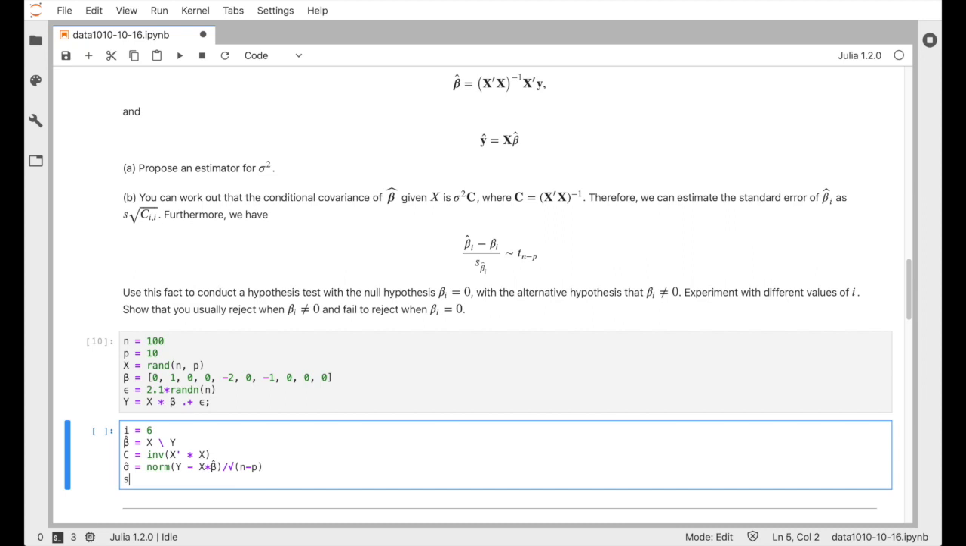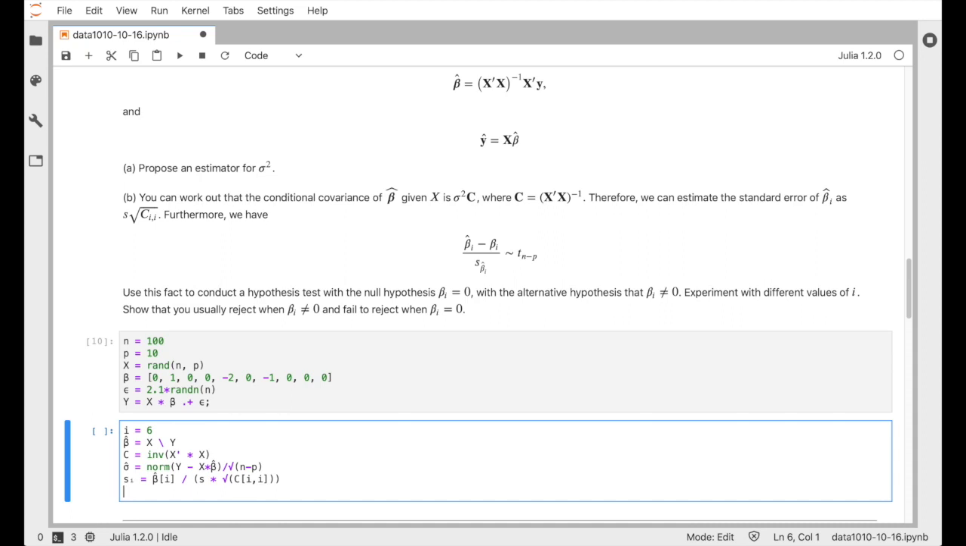And then we can compute s_i for this particular feature, i equals 6. It's going to be beta hat i, so we're just doing what we're told here. Pull out the ith component of beta hat and then divide by s times the square root of the i, i component of c.